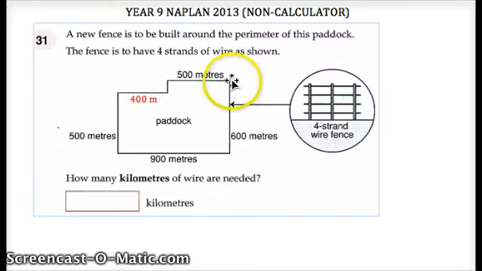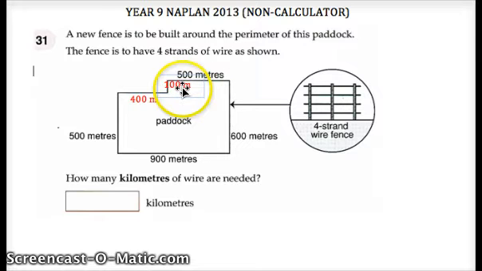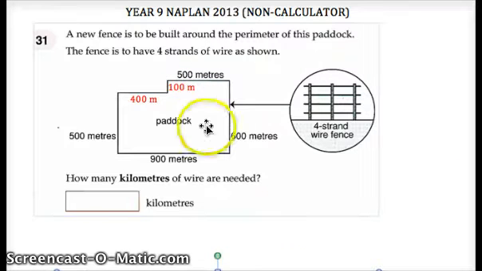Similarly, if this length here is 600 and this one here is 500, then this small length here will be 100 metres. So I'll just put that length in there. So now you can work out the perimeter of the shape. So we'll just put that down here.